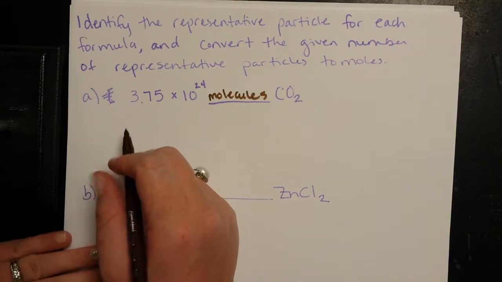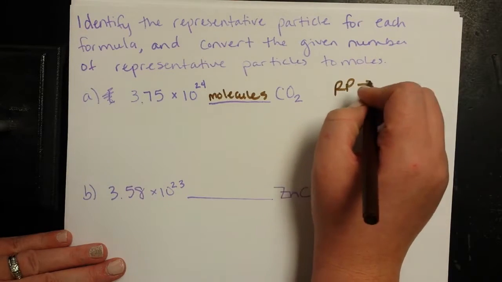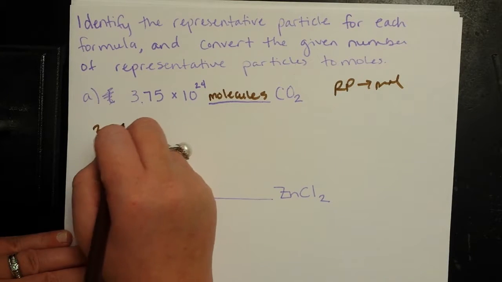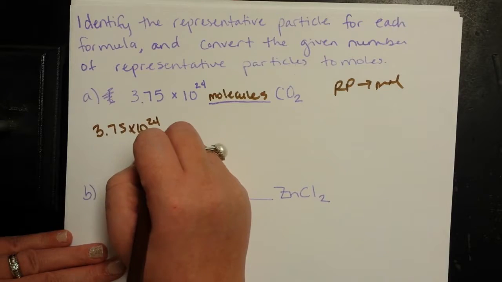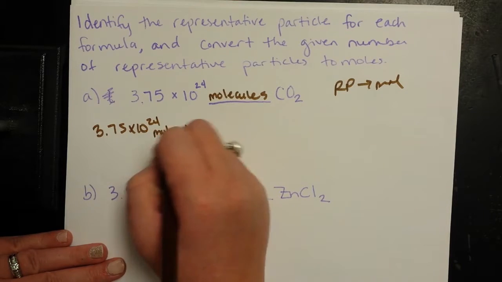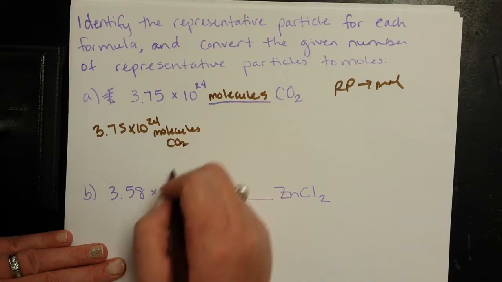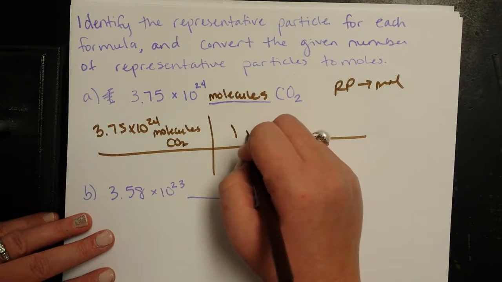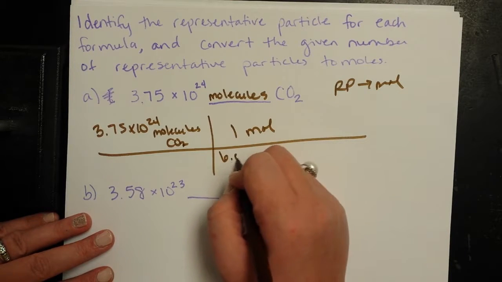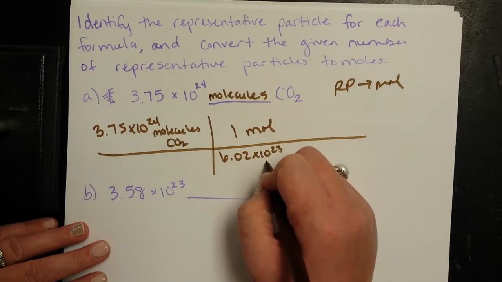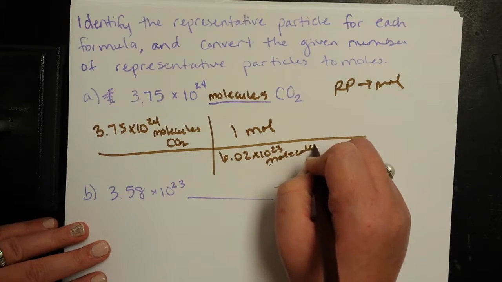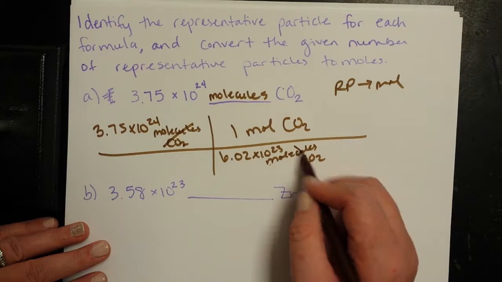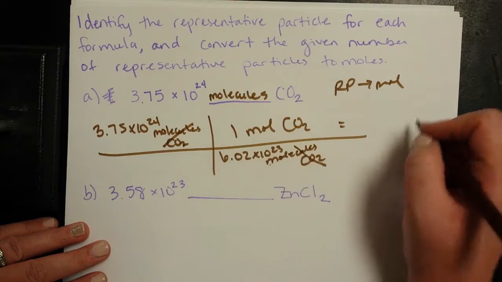So we'll just go ahead and continue with this. We're going to take the representative particles to moles. So we're going to start with the 3.75 times 10 to the 24th molecules of CO2. I need molecules to cancel out, and I want to end up in moles, meaning I want mole on top and Avogadro's number of molecules of CO2 on the bottom. That way our molecules of CO2 cancel, and we're left with moles of CO2.